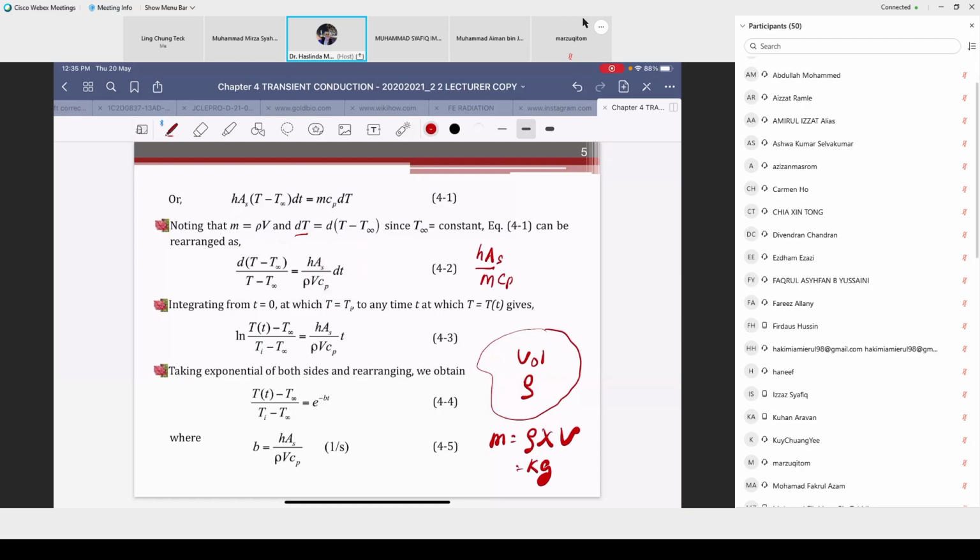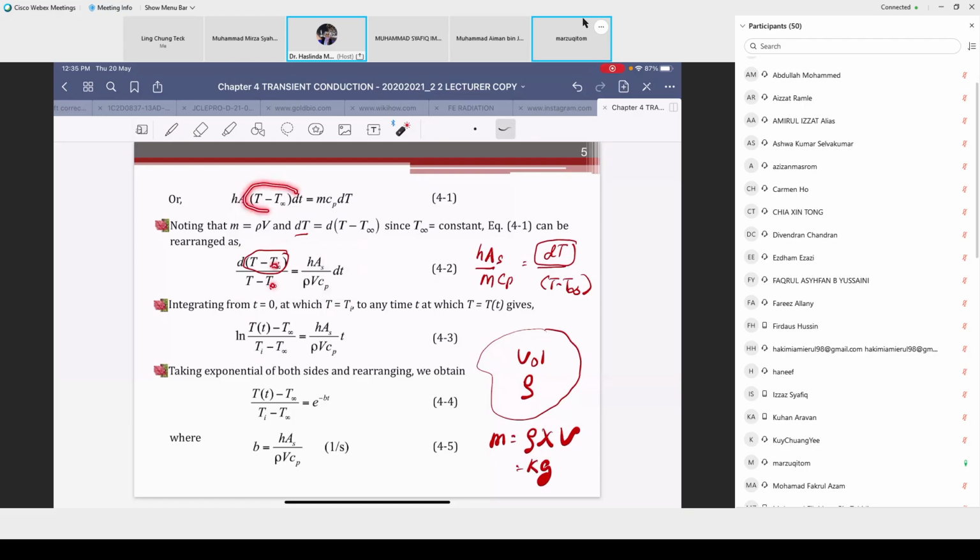And then is equal to dT over T minus T infinity, and then dt is this. Right? Now, what is the difference between the top and the bottom, doctor? What is the difference between top and bottom? Nothing different. Same.